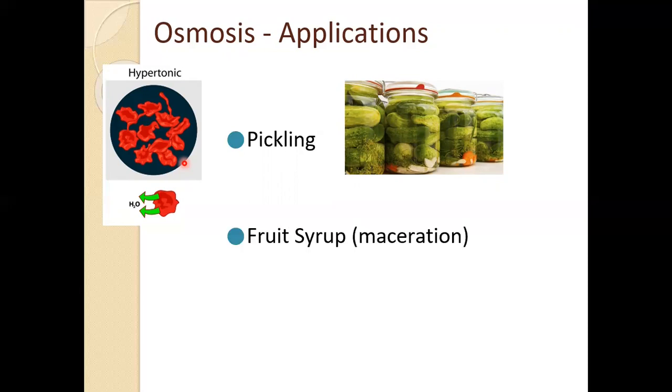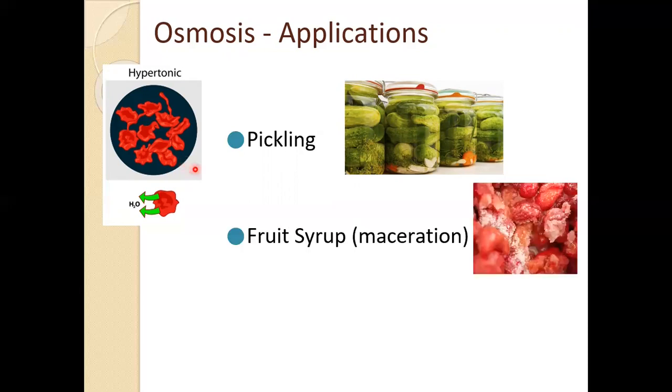Another example is you can make your own fruit syrup, a process known as maceration. The idea is take fresh fruit and just put a little bit of sugar on it, give it some time, and because that sugar creates a hypertonic solution outside of the cells of the strawberries or other berries, water flows out of the strawberries into the surroundings, mixes with the sugar, and makes its own fruit syrup.